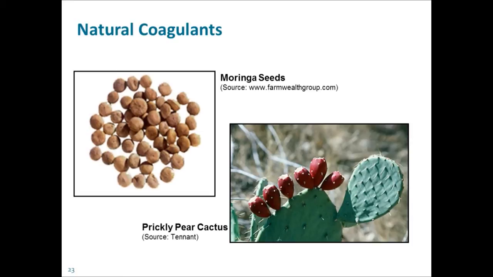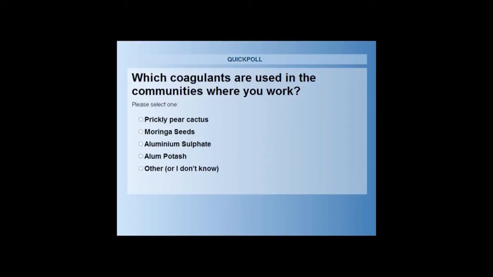So, a quick poll on coagulants, just to keep you alert. Are any of you aware of any people in your communities that work with coagulants? And if so, which ones?